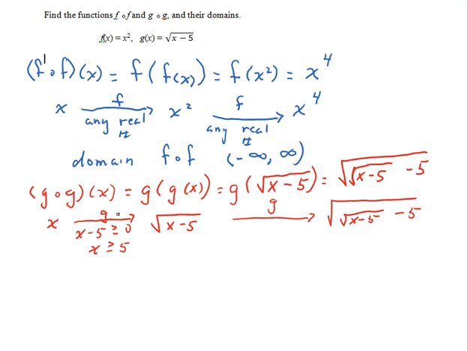In the second case, the square root of x minus 5, minus 5, must be greater than or equal to 0, since we're taking its square root. So the square root of x minus 5 must be greater than or equal to 5. Now, I can square each side and get that x minus 5 itself has to be greater than or equal to 25, which says that x must be greater than or equal to 30.